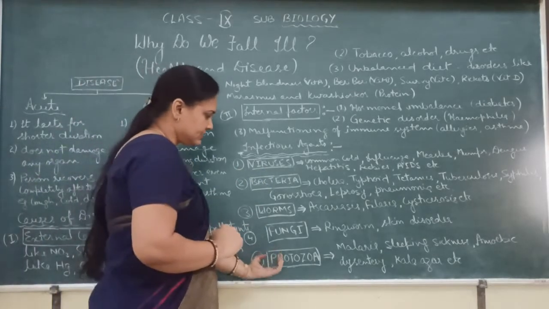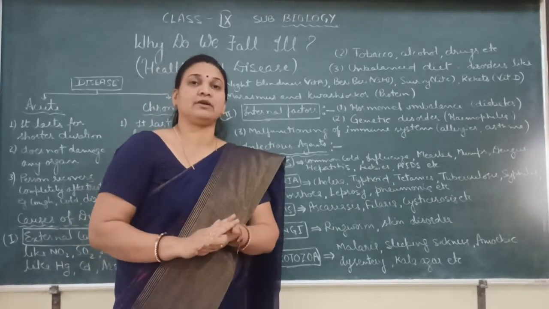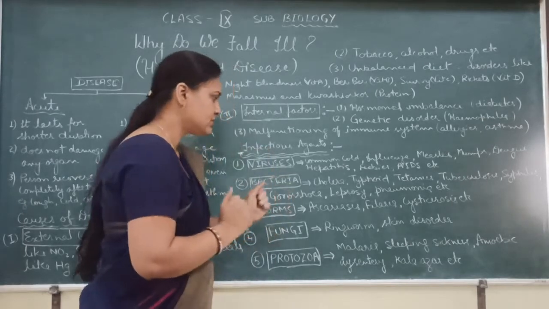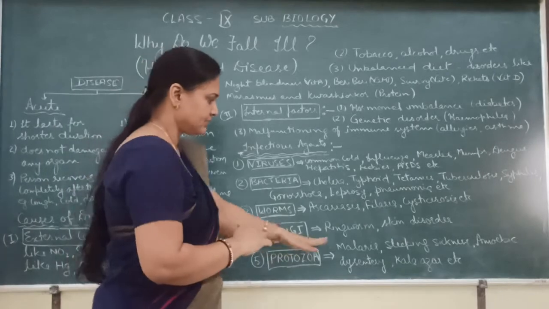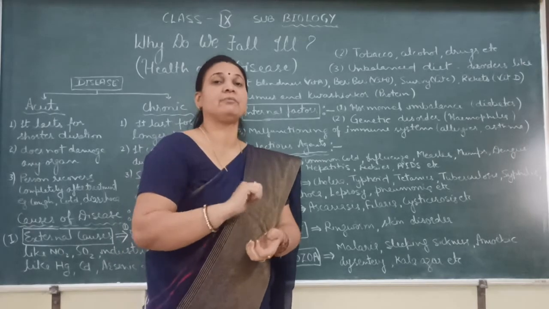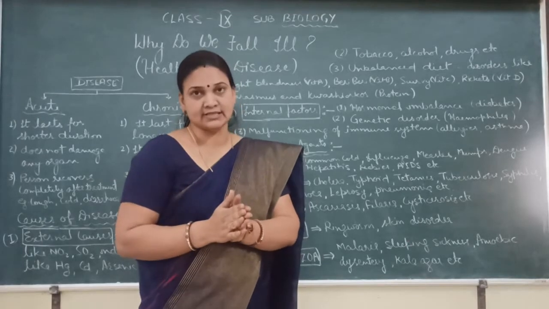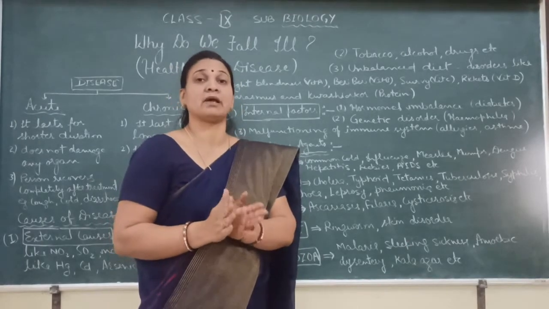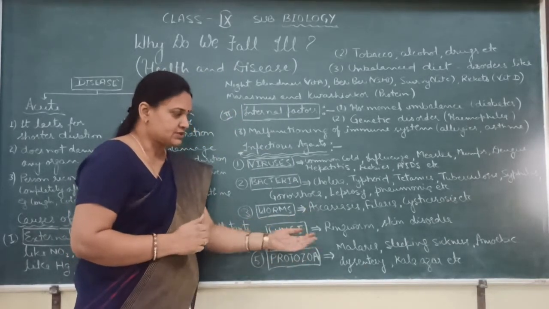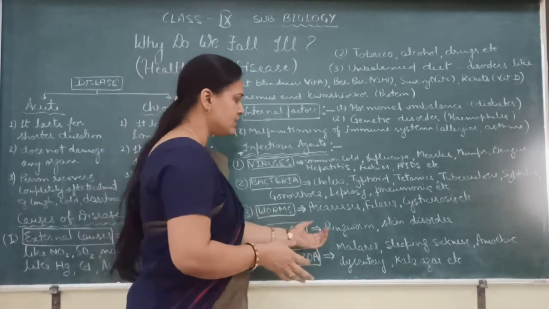Now at last, this is protozoa. Protozoa are unicellular eukaryotes like amoeba, plasmodium, paramecium. So they can cause disease. The most common disease is malaria. Malaria is caused by the biting of the female Anopheles mosquito. The female Anopheles mosquito is the only carrier of this disease. The causal organism of this disease is Plasmodium, and Plasmodium is a protozoa. It can cause periodic fever, and high fever with shivering is the symptom of malaria.